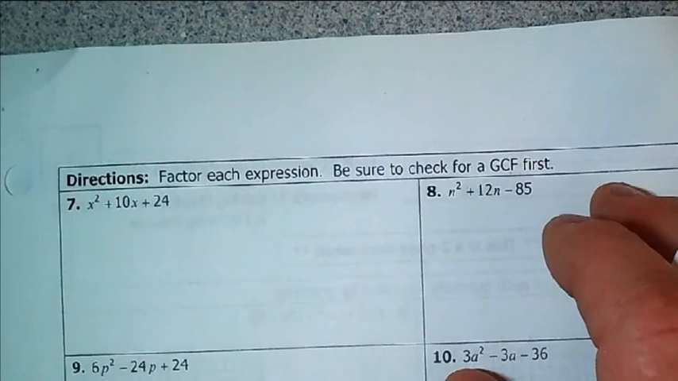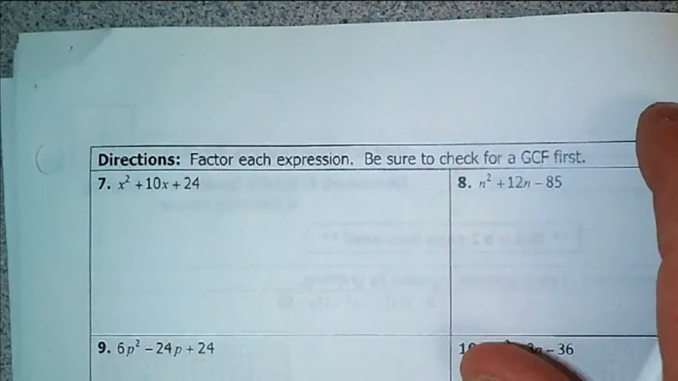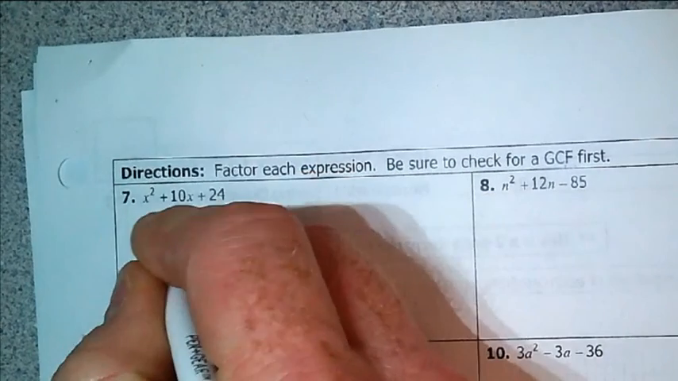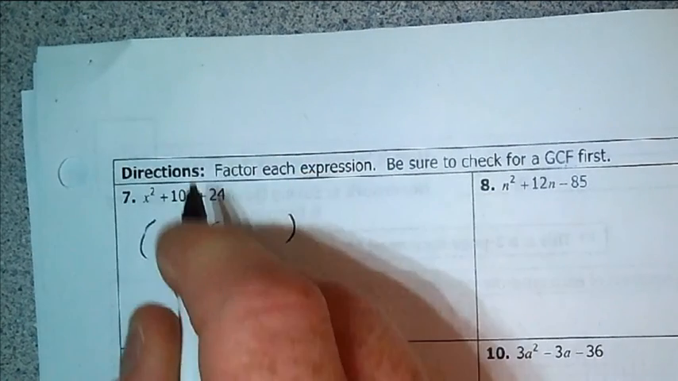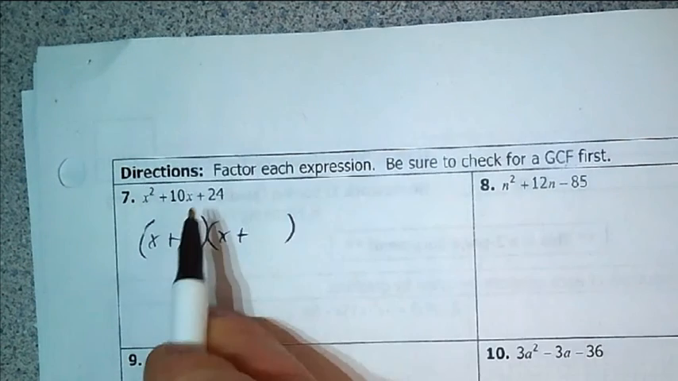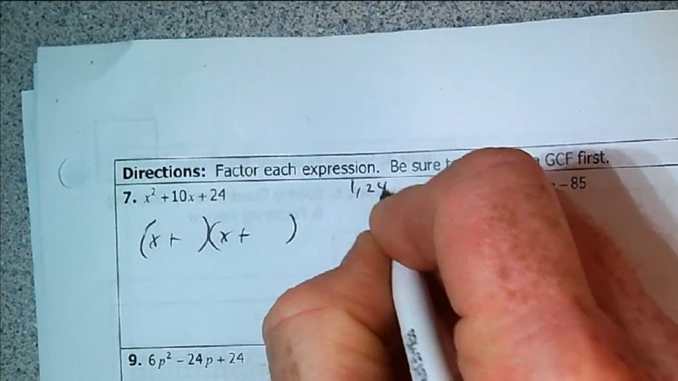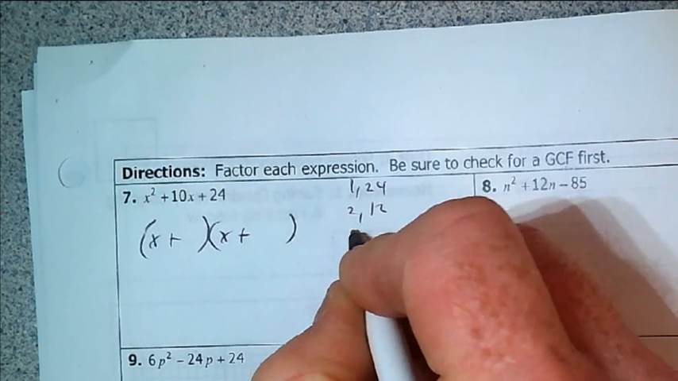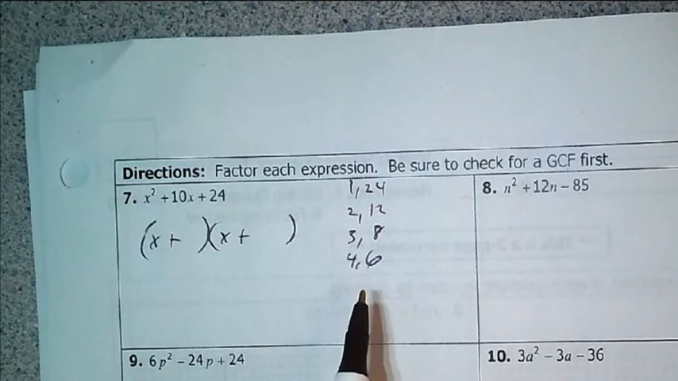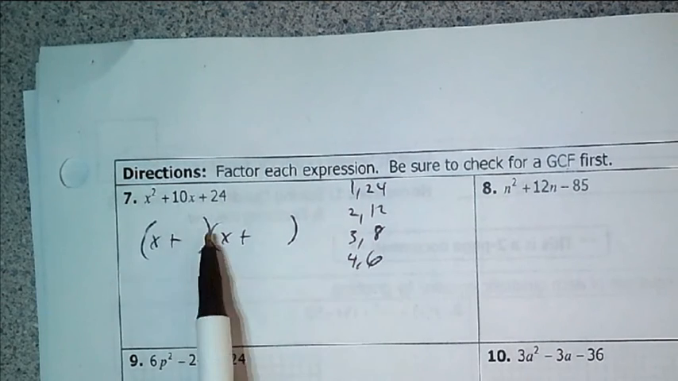Okay, so the answer to this, x squared plus 10x plus 24, your two sets of parentheses. Your signs should both be positive, x plus and x plus. And then the factors of 24. Guys, y'all listen up, please. Factors of 24 that add up to 10, 4 and 6.